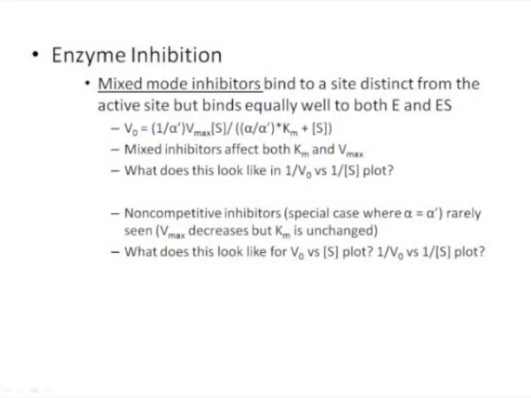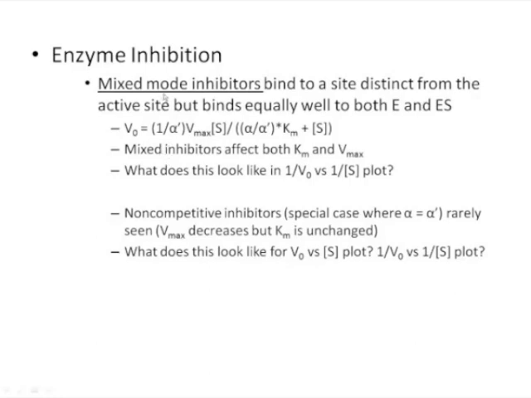So the final inhibitor type that we're going to talk about here are mixed mode inhibitors. This is when you have characteristics of both a competitive inhibitor and an uncompetitive inhibitor. So you have affinity for both the free enzyme and the enzyme substrate complex. And again, we get a complex looking Michaelis-Menten equation. Mixed inhibitors affect both Km and Vmax, and we'll talk about how that works here in a second in terms of the plot, both the double reciprocal plot and the Michaelis-Menten plot.